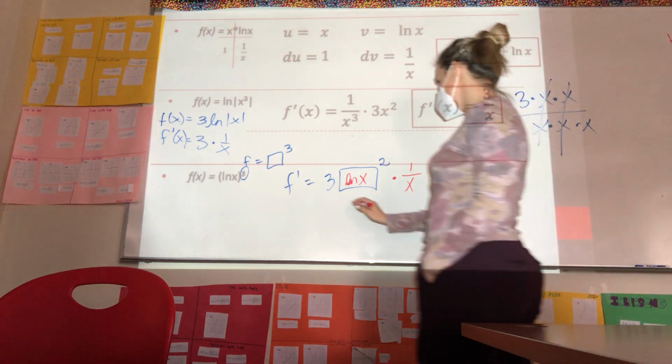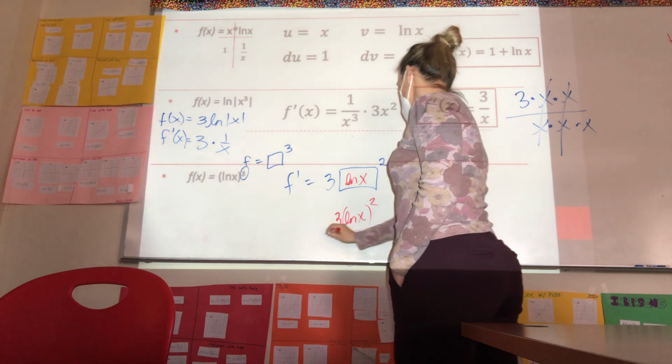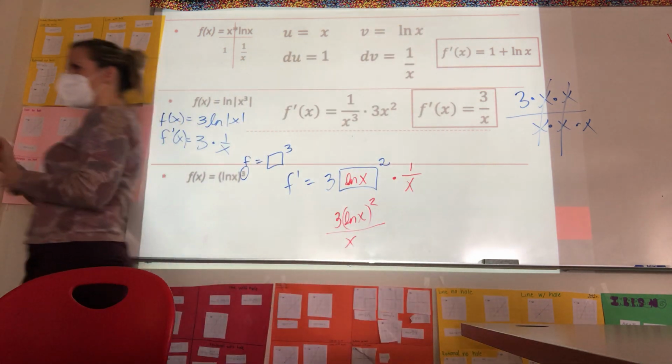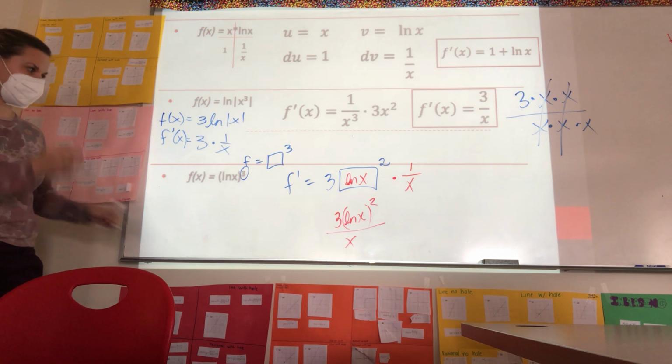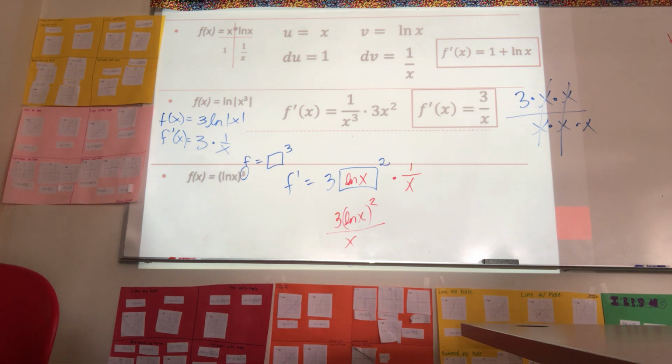If we wanted to, you could write it as 3 ln of x squared over x. If that's a multiple choice answer, I'd want you to be able to recognize it. I wouldn't say that's simpler, but it is equivalent. Great. Okay, so the next slide is fun, and you should notice lots of patterns.